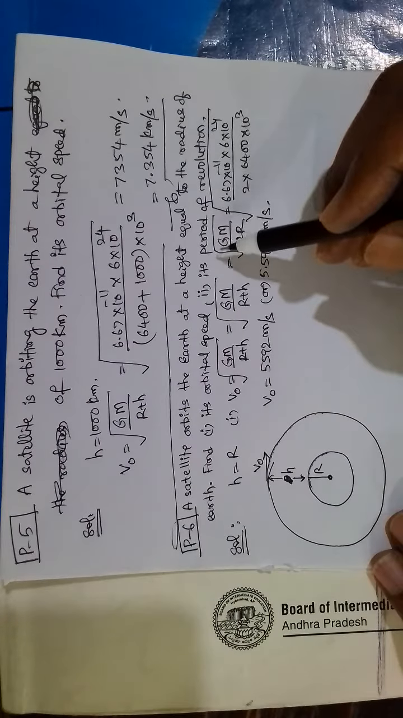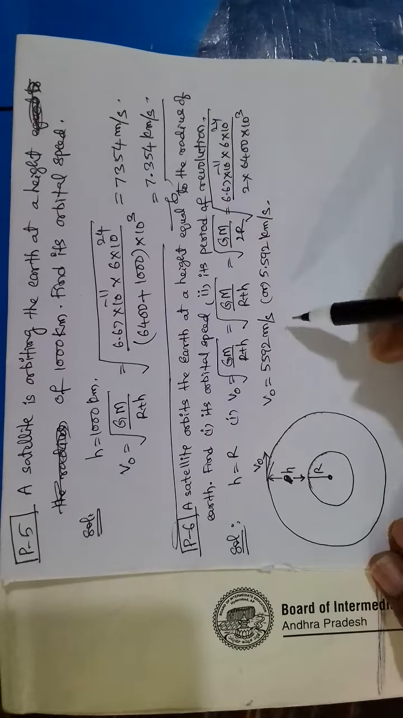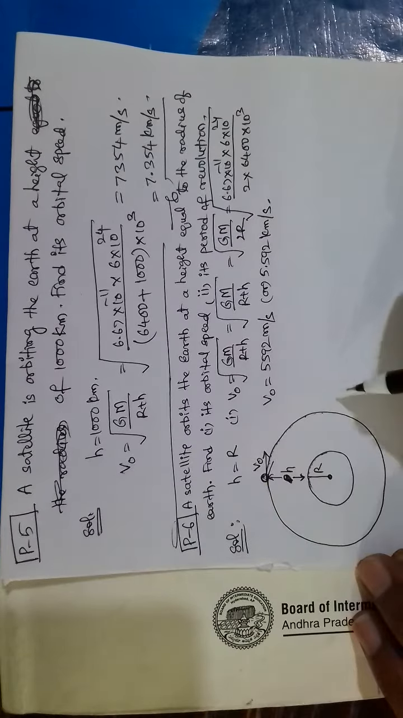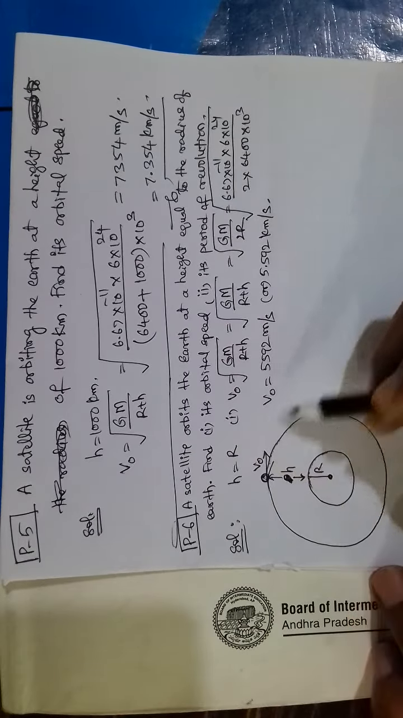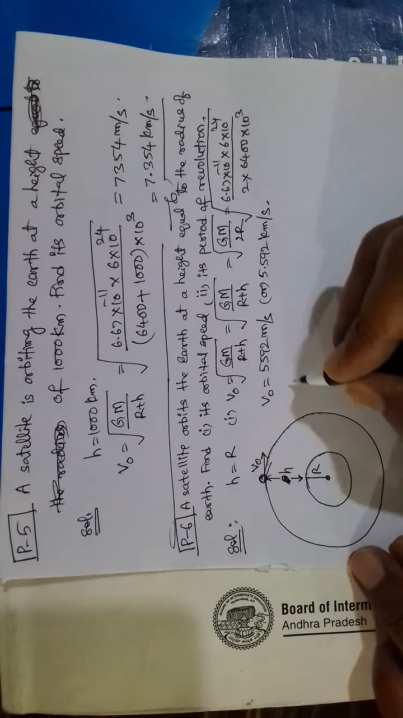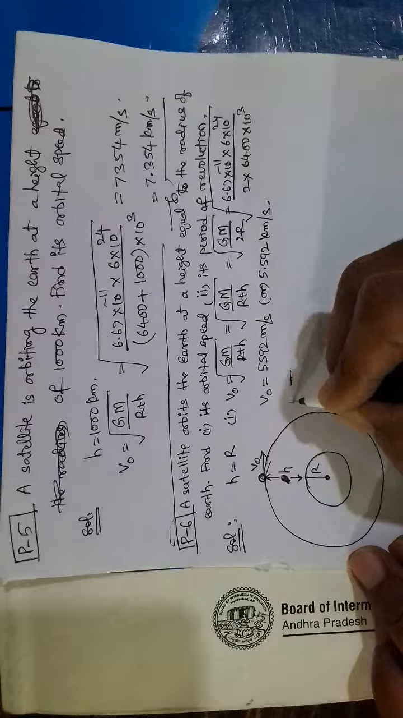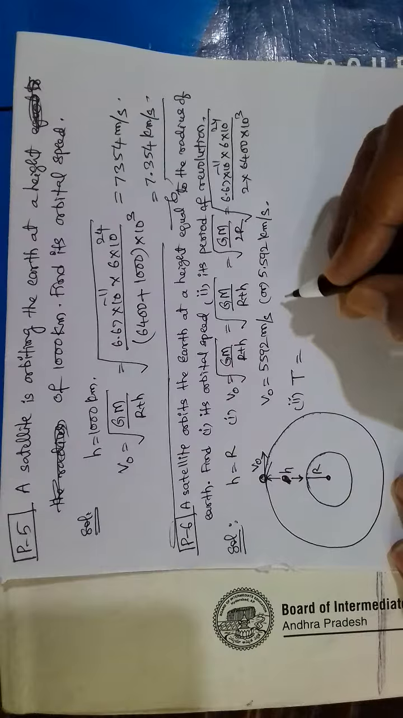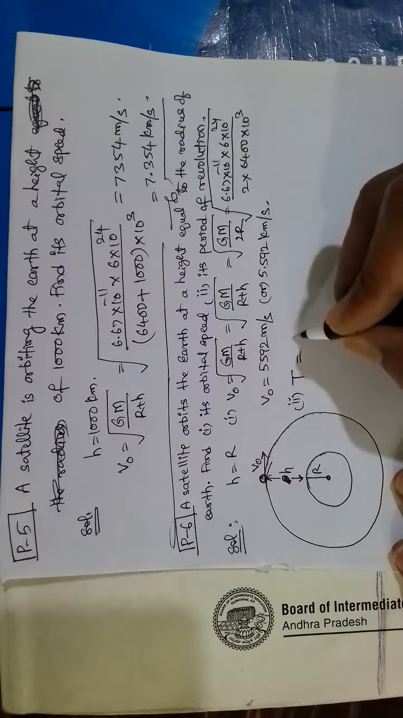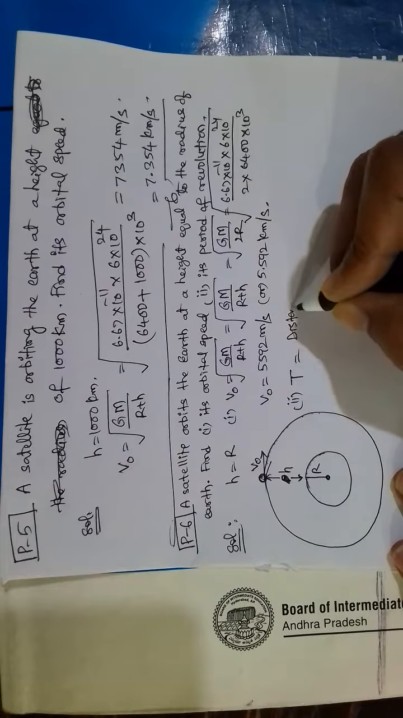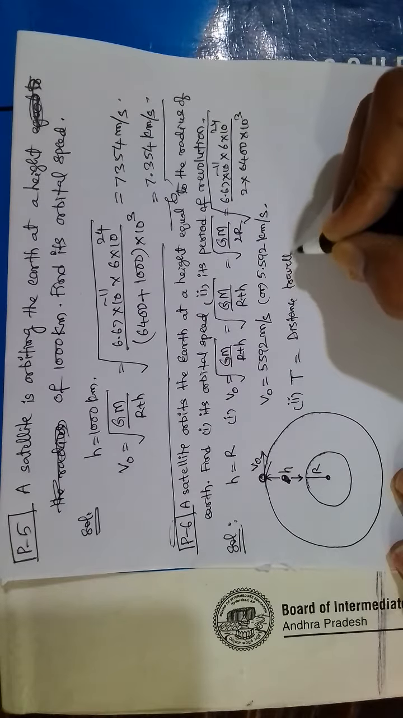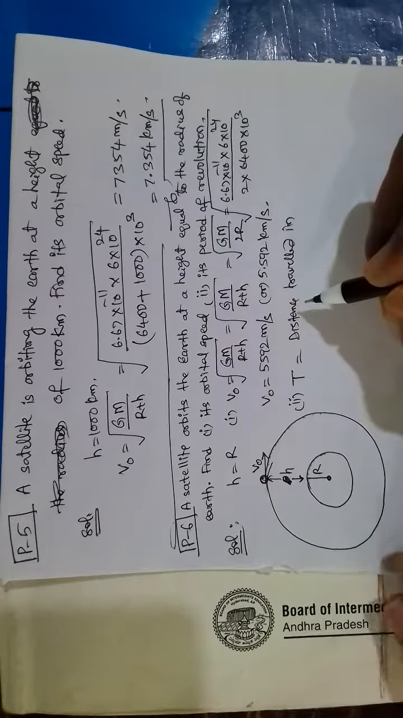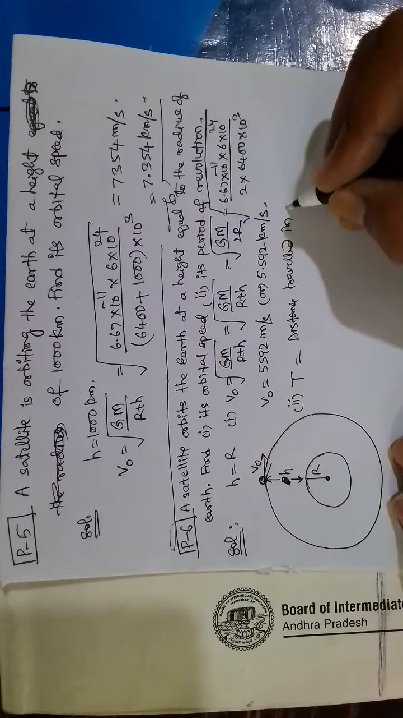Now the second part, we have to find its period of revolution. Period of revolution means the time taken by the object or satellite to complete one revolution. So time period, generally time is equal to distance traveled. See here, you are calculating the period of revolution, therefore the distance traveled in one revolution.